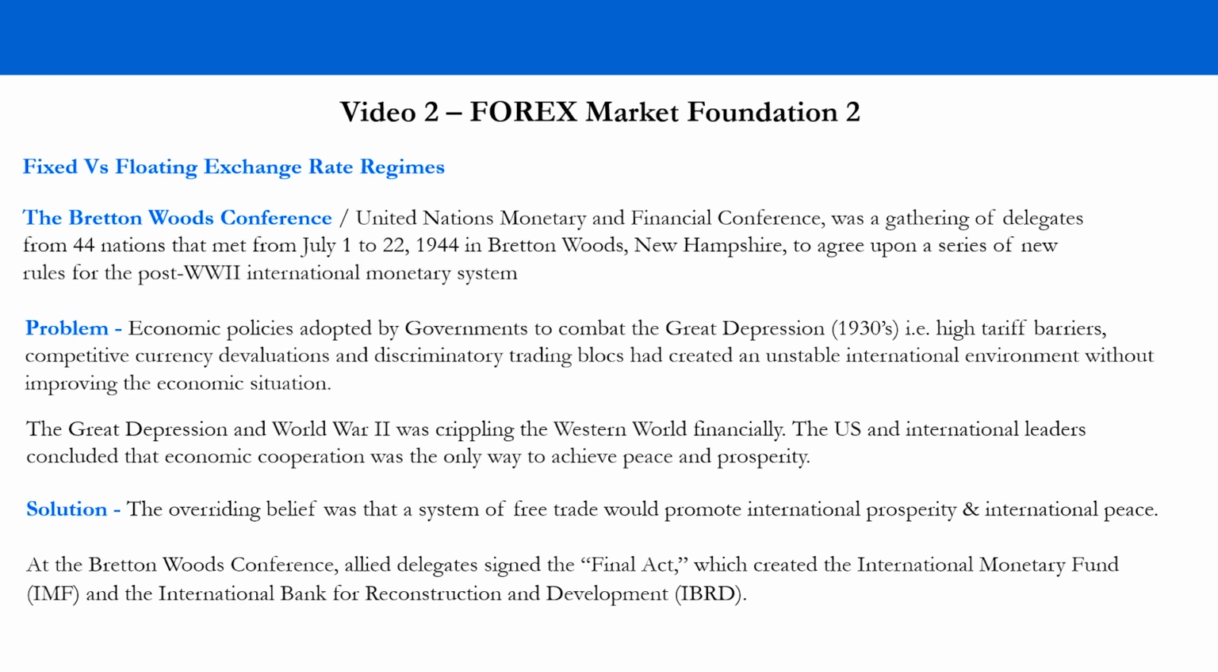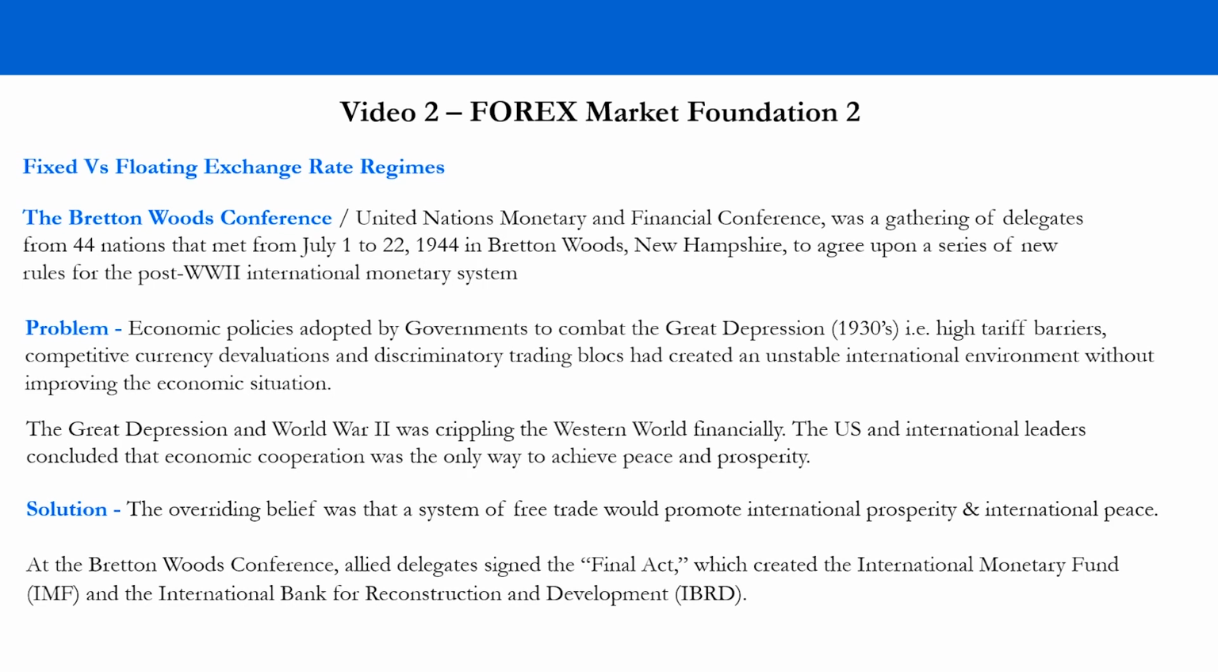The US and international leaders after World War II basically decided that the only way to deal with these two major issues was further economic cooperation. And this, in turn, would achieve peace and prosperity. So the solution that was put forward was an overriding belief that a system of free trade would promote international prosperity and international peace.